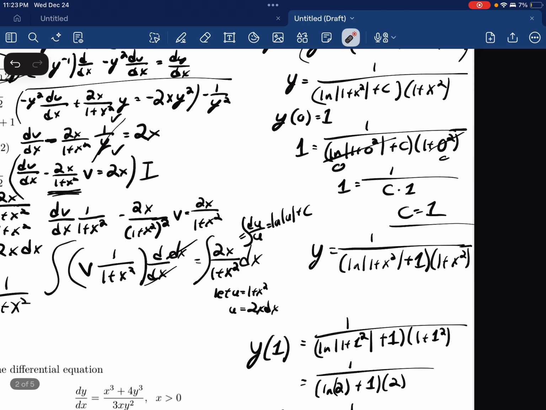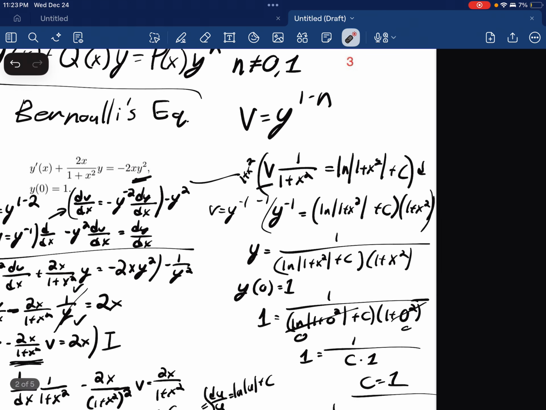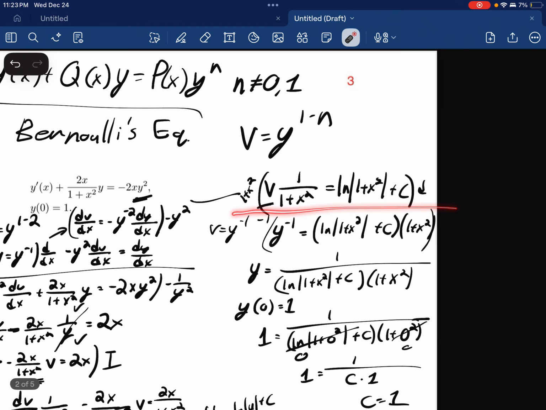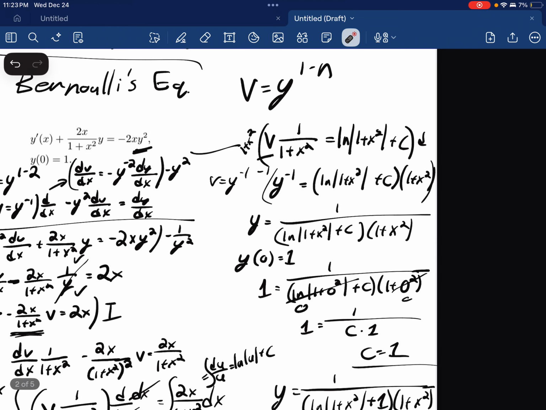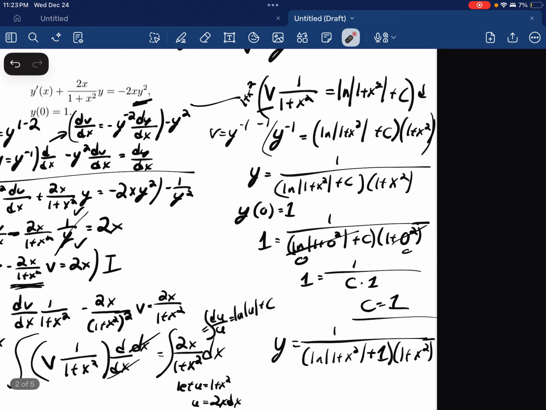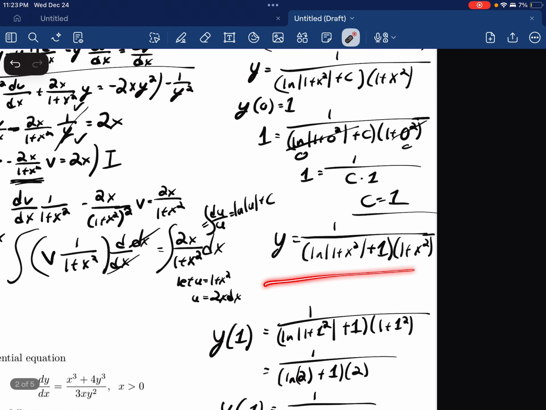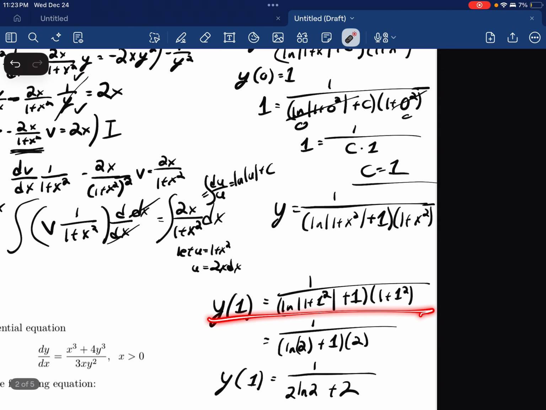Then we integrated both sides. Then we got this, v times 1 over 1 plus x squared equals natural log of 1 plus x squared plus c. Then we rewrote it in terms of y. Then we used our initial condition to find our particular solution and the constant of integration. And once we did that, we plugged in the value that was asked for, and then we got our final answer.